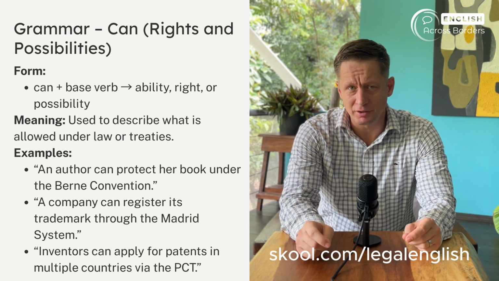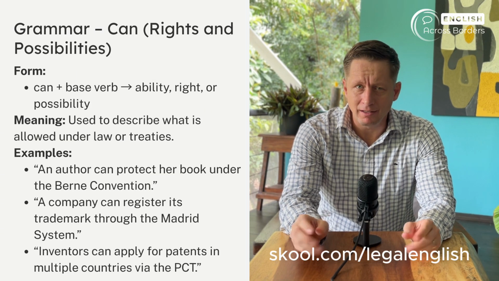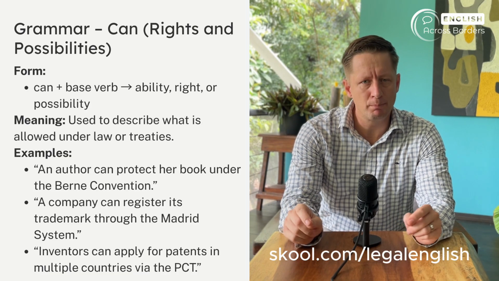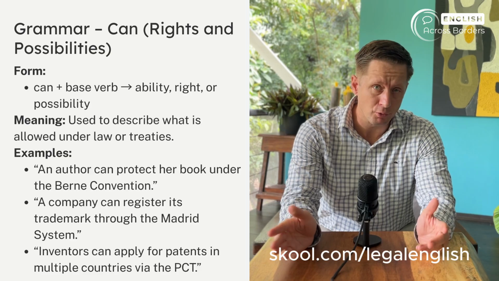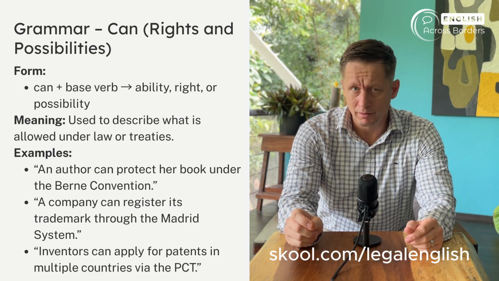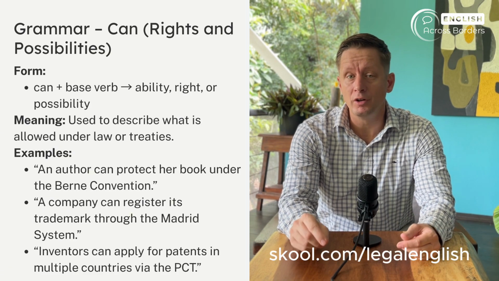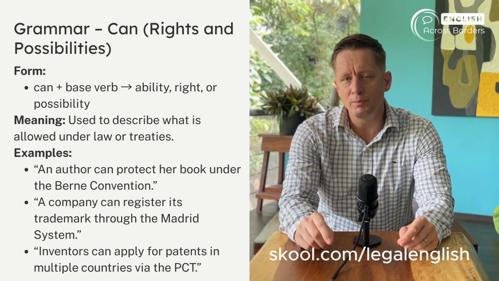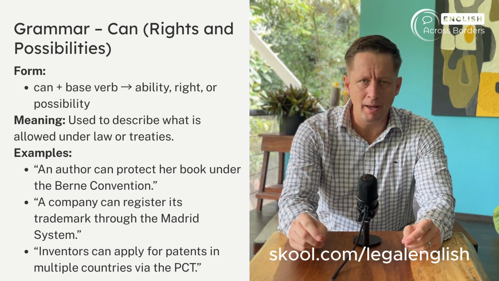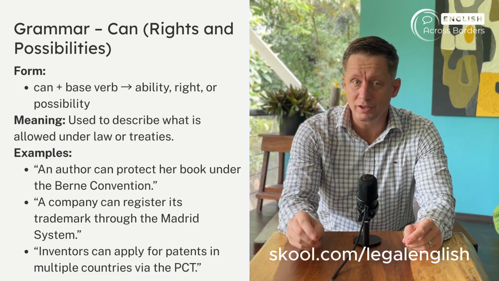In international IP law, can is used to describe rights and possibilities. It explains what someone is legally allowed or able to do. First example, an author can protect her book under the Berne Convention. This means her copyright is automatically valid in over 180 countries.